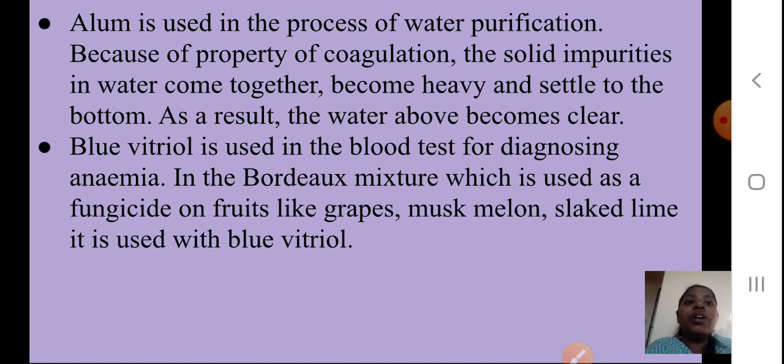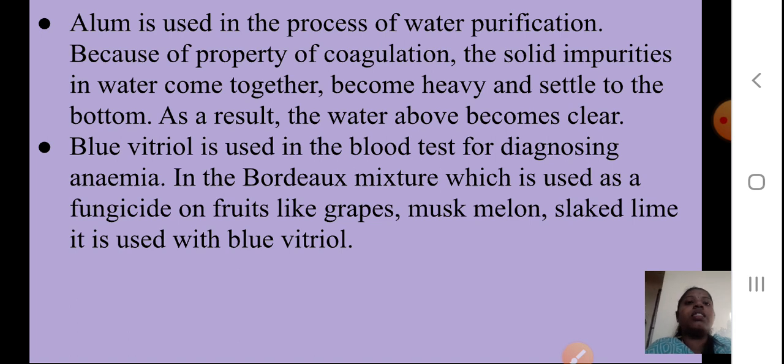In the Bordeaux mixture, which is used as a fungicide on fruits like grapes and muskmelon, slake lime is used with the blue vitriol. So we can use the slake lime with the blue vitriol for making this mixture. So what can we make? We can make a Bordeaux mixture.